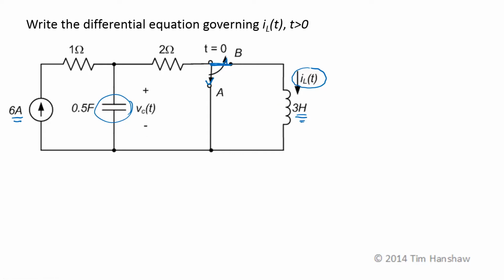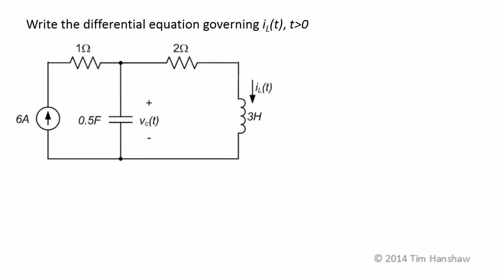Since we need the differential equation for t greater than 0, let's just go ahead and redraw the circuit with the switch in the correct position. This leg won't matter anymore, so it will be missing. So this is the circuit we'll be analyzing.